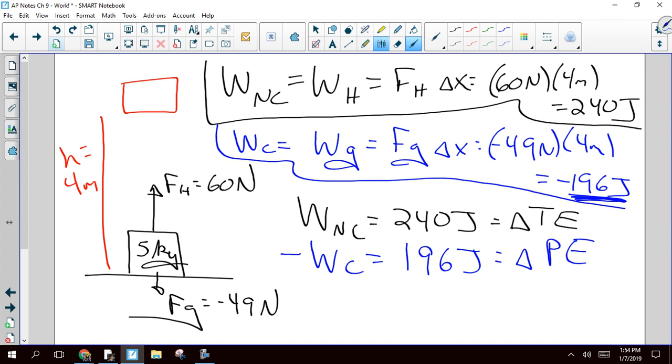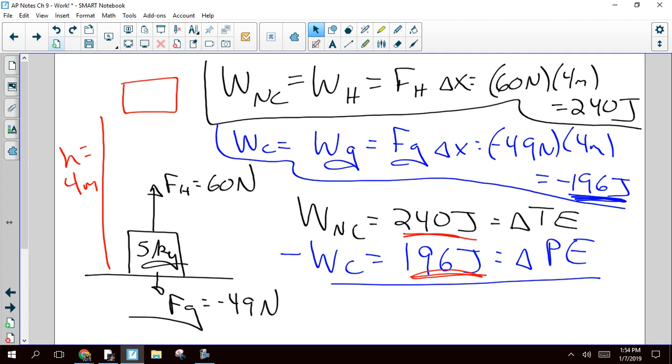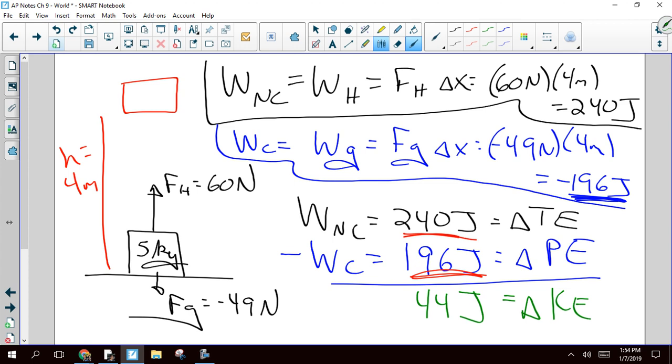All right? Well, so let's think about this. So if I gained 240 joules total, but only 196 went to potential energy, then the remaining 44 joules must have gone to kinetic energy, right? So that means my change in kinetic energy must be 44 joules, right? Because all of my energy gain has to be either potential or kinetic. Okay?